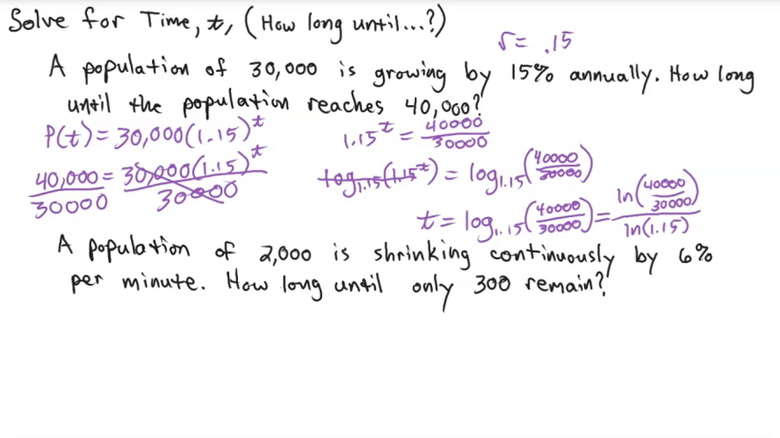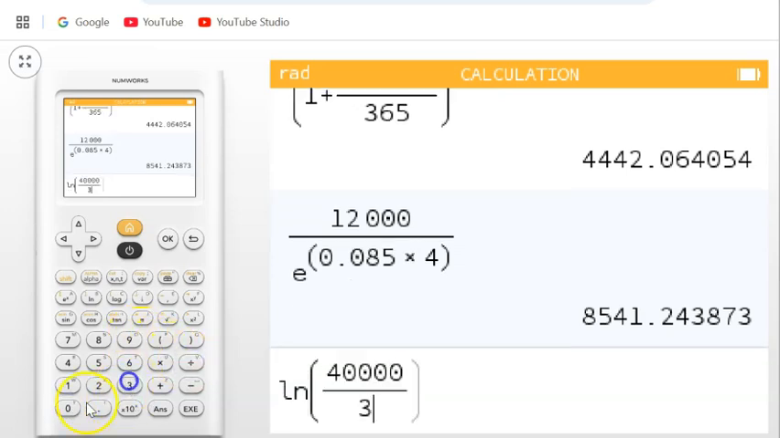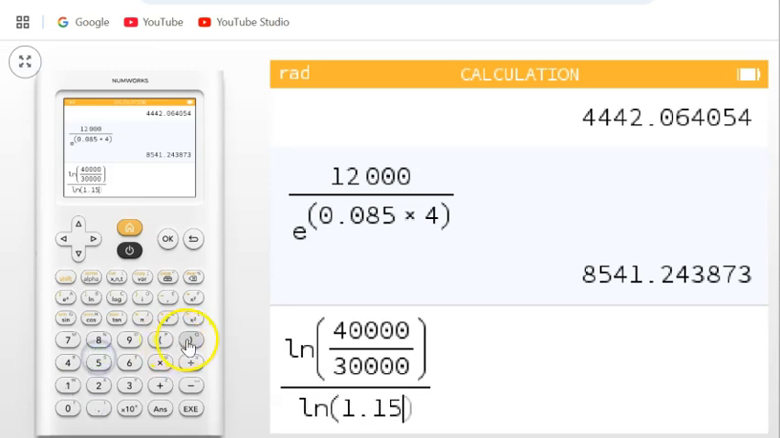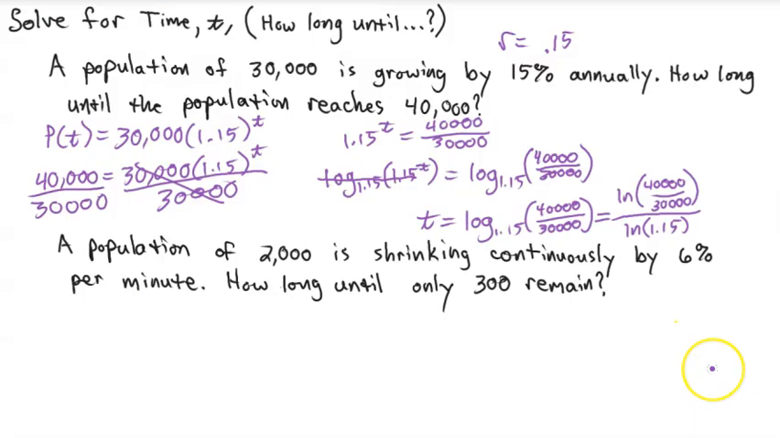So we'll go ahead and put that in our calculator. Okay. So we'll do the natural log of 40,000 divided by 30,000. Now we'll come out of the log, close off the parenthesis, then divide by another natural log, the natural log of 1.15. We press enter and we get 2.058, and we're going to leave it as a decimal, okay? So time is 2.058. 2.058 what? Years, okay? And so it's going to take 2.058 years in order for population 30,000 to grow to 40,000.